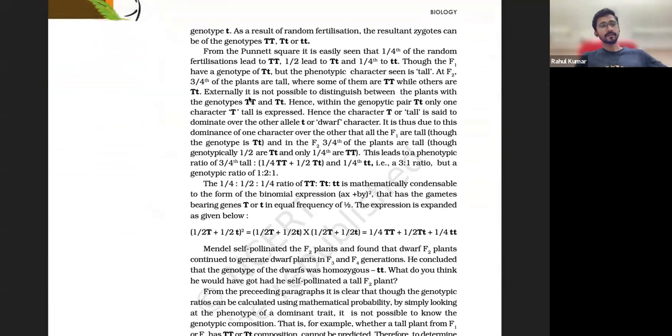I can sense that someone got confused again. Just simply tell me what happened. So capital T, both the alleles are same. Yes or no? Yes, sir. And small t also, both the alleles are same. Yes or no?